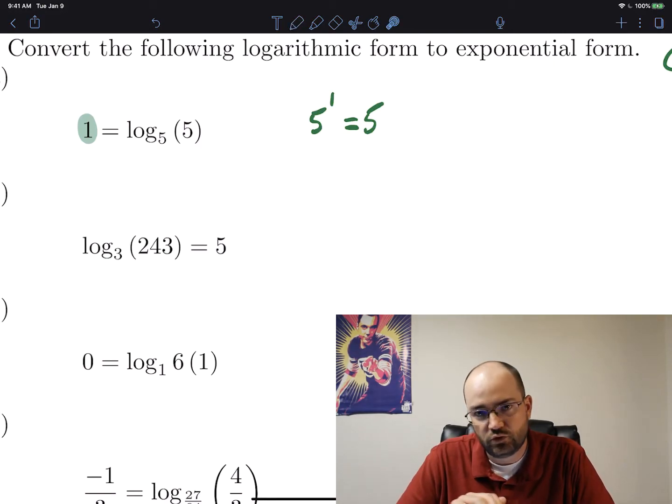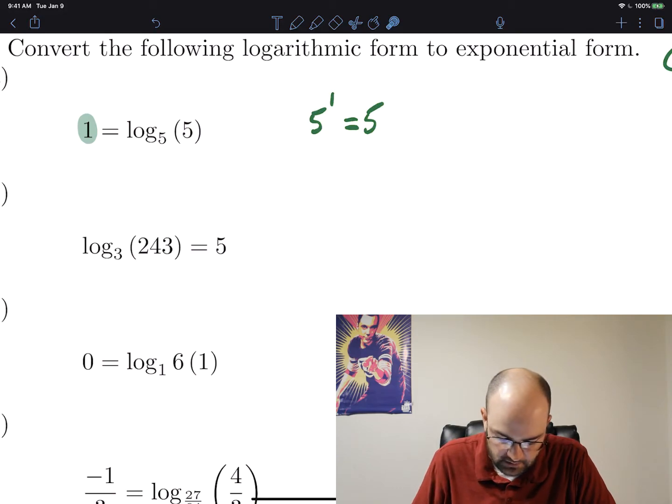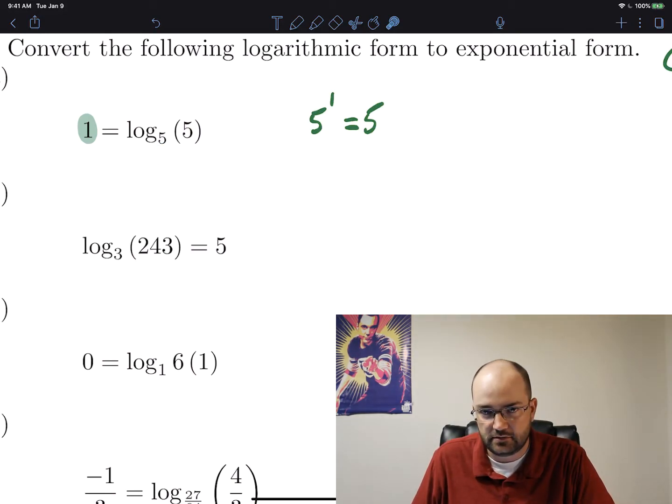Now, one thing to keep in mind about this, for logarithms, if you ever have a base and the argument be the same thing, they cancel and leave you with 1. That's one of the great things about logarithms. Okay.